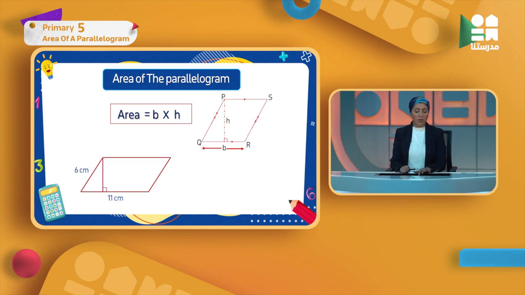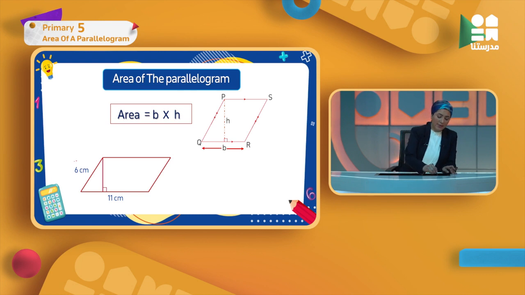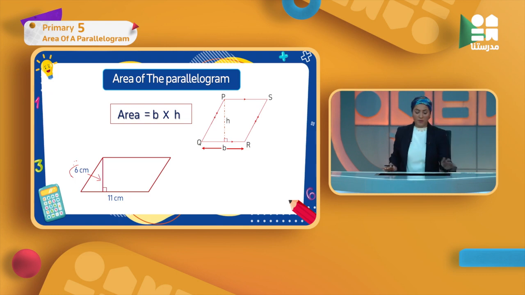Example in numbers. I have here a parallelogram where my height is 6 centimeters in front of you. This is the length of the height. I'm sorry it's written outside, but this is the length of the height. And my base is 11 centimeters, as you see. So to get the area, I multiply the base, which is 11, times the height, which is 6 centimeters. The answer will be 66 centimeters squared.